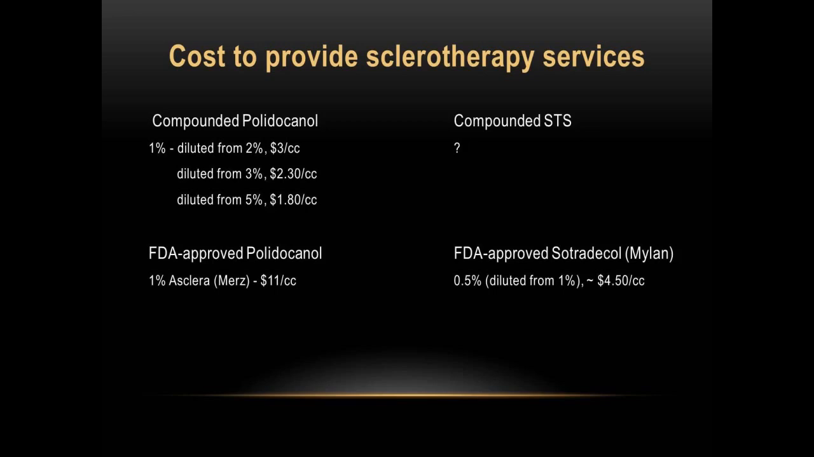I was absolutely unable to identify anybody who could tell me what compounded STS cost. If anybody in the audience knows, I would very much appreciate that information. But FDA-approved sotradecol through Mylan, if you use a 0.5%, which is roughly equivalent to 1% POLIDOCANOL, and it's diluted from 1% STS, it's about $4.50 per cc.